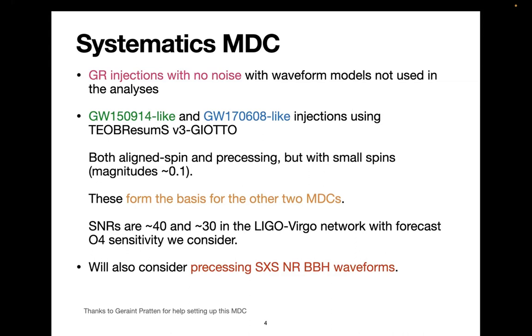These are both aligned-spin precessing cases, with small spins around 0.1. If you're curious, we can discuss the exact parameters later, but I don't think they're that important for my talk. And these are the basis for the other two MDCs. We're looking at forecast sensitivity, so something better than the sensitivity we're looking at currently for the LIGO-Virgo network. So these are SNRs of around 40 for the 59 case and 30 for the 70 case. We also will consider some precessing cases in our BBH waveforms, but I'm not going to show anything on these. I want to thank collaborators for help setting up this MDC.